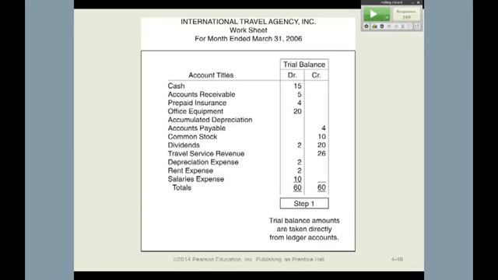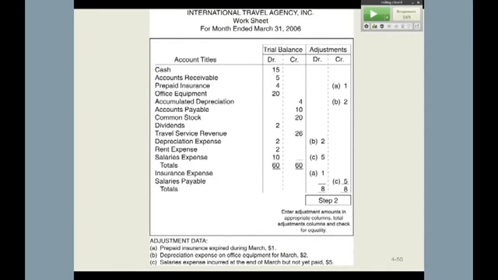All right. Now, the next step is to prepare the adjustments. And in order to prepare the adjustments, you have to come up with information regarding those adjustments. So it tells you that prepaid insurance expired on March 1st, it's $1. Depreciation expense was 2, and salaries expense incurred at the end of March but not yet paid is 5. What type of adjustments are the first 2? The prepaid expense and depreciation. Are they accruals or deferrals? Those are deferrals. And obviously the salary expense is an accrual.